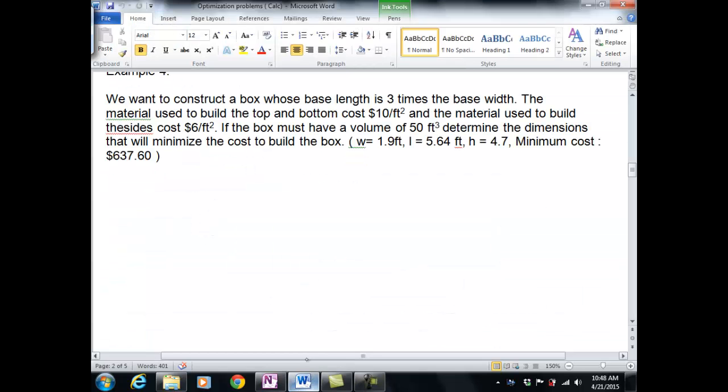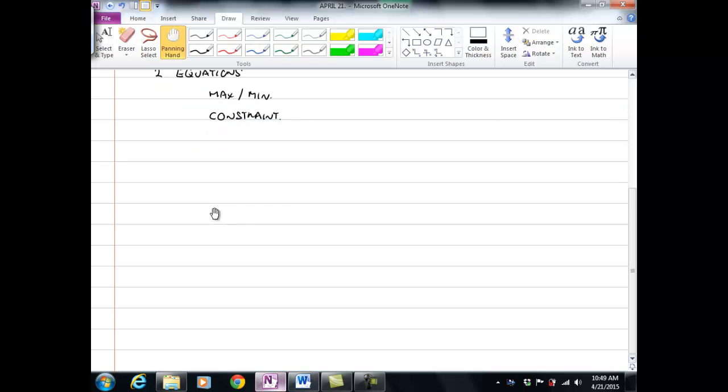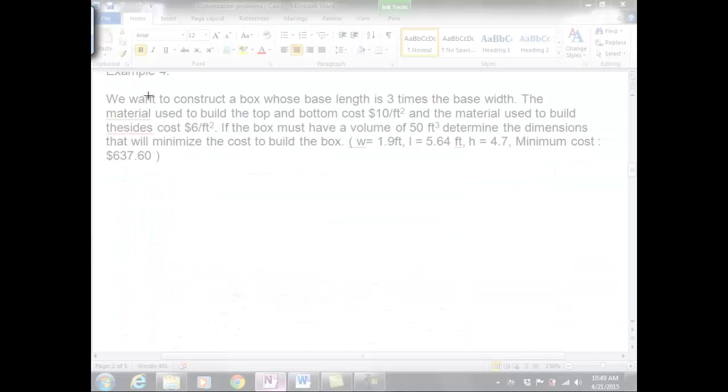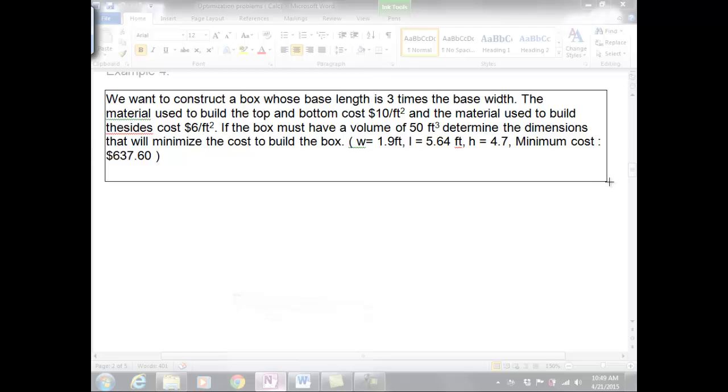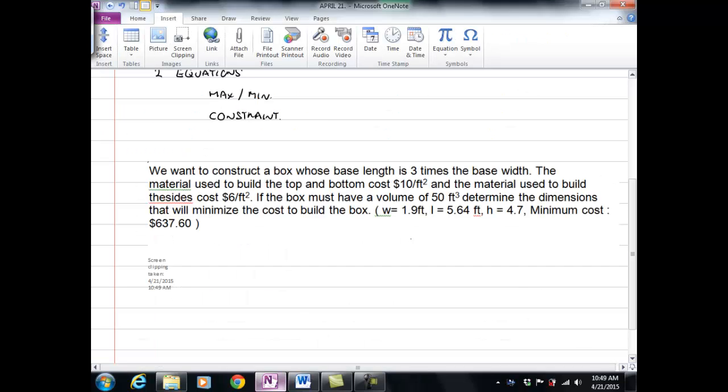Here, grab your package out, please. It's example 4 of the package. So I'm going to show you how this is done. So grab your package out, and we're going to do this question right here.